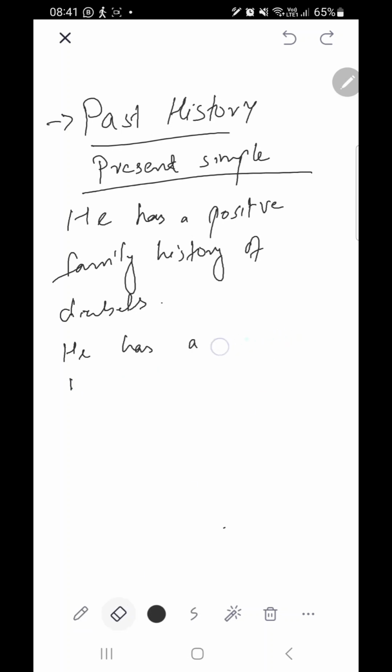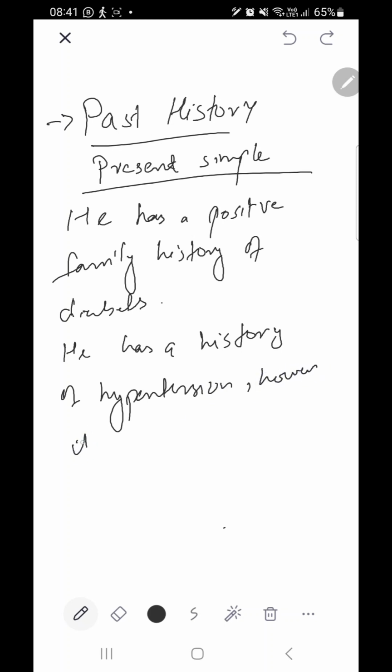Let's say he has a history of hypertension, however, it is well controlled. So again, the present simple tense. Okay.